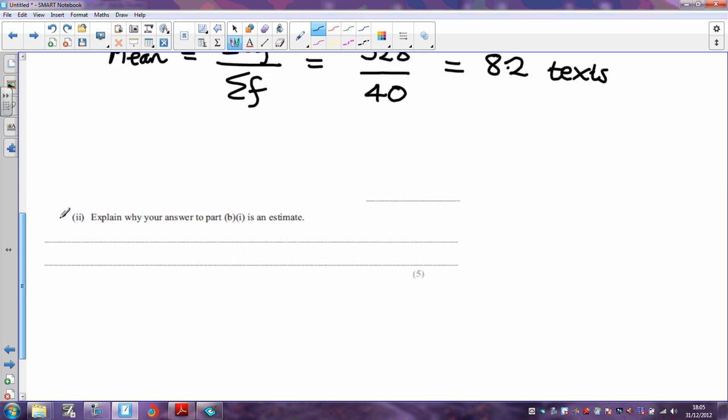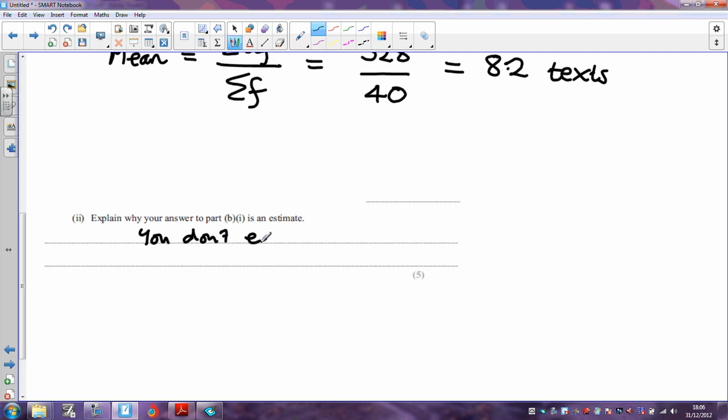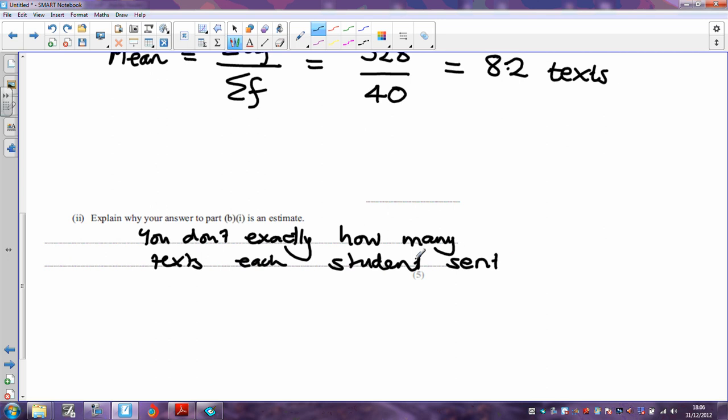And the last part of the question, it says, explain why your answer is an estimate. And you need to say something along the lines of, because the data is grouped. In other words, because you don't know exactly how many texts each student sent. Okay, and that should give you full marks. You don't exactly know how many texts each student sent.